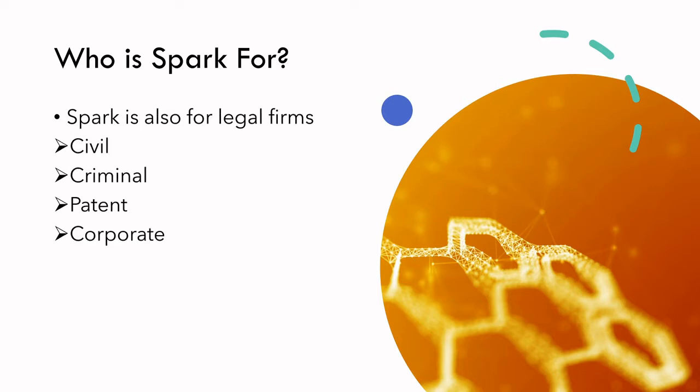Spark is also targeted for legal firms. That can be civil, criminal, patent, or corporate attorneys. In most cases, there is a discovery, and in patents, there are many motions and filings that are very sensitive, and should those get out, they can completely ruin cases. Attorneys also have essentially the same duty to protect their clients' information that those financial firms have. So it's important for both of them to protect that information.